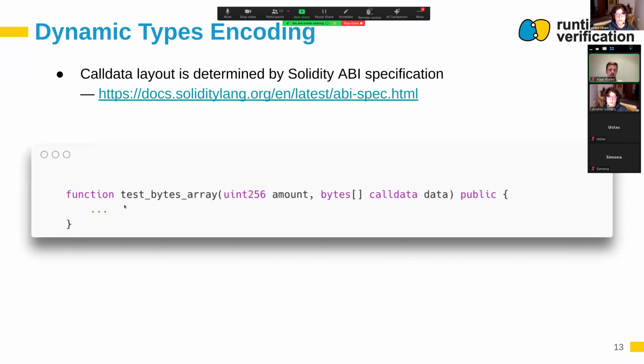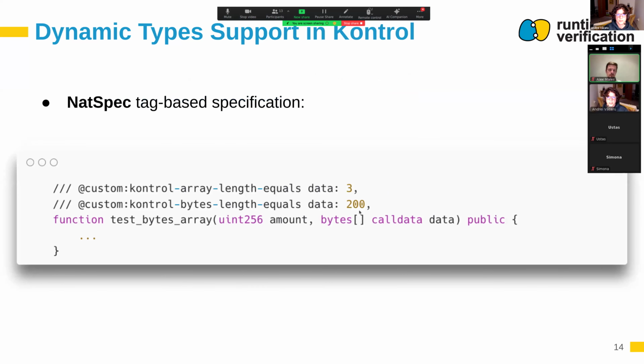Say we have a function that has a uint256 and then a dynamic type of an array, and the array holds bytes elements, which again are another dynamic type. So it's basically an array of arrays. In situations like this, we want to bound the length of the array and the length of an element inside the array. We do this using a concept called natspec comments.